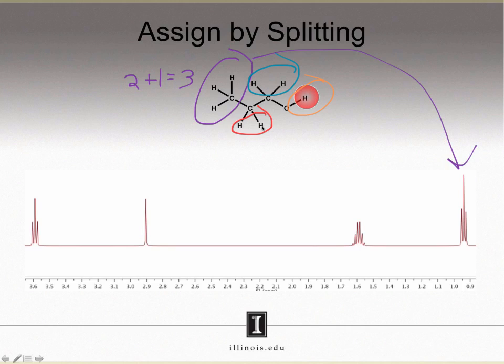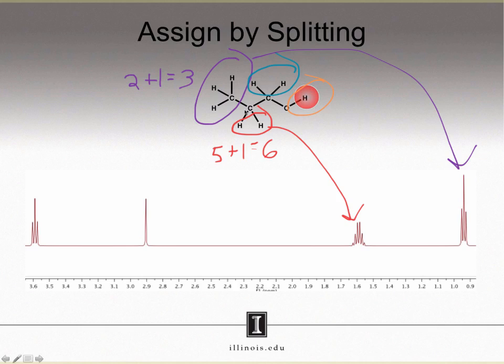Now let's look at the red protons. How many neighbors do the red protons have? Well, we have to look to all vicinal carbons. There's a vicinal carbon to the left and a vicinal carbon to the right. So we have to count all of those protons on those carbons. We have 1, 2, 3, 4, 5. So the n+1 rule says I should see 5 + 1, 6 peaks, a sextet. Does the signal corresponding to the red protons show up as a sextet? Yes, it does.